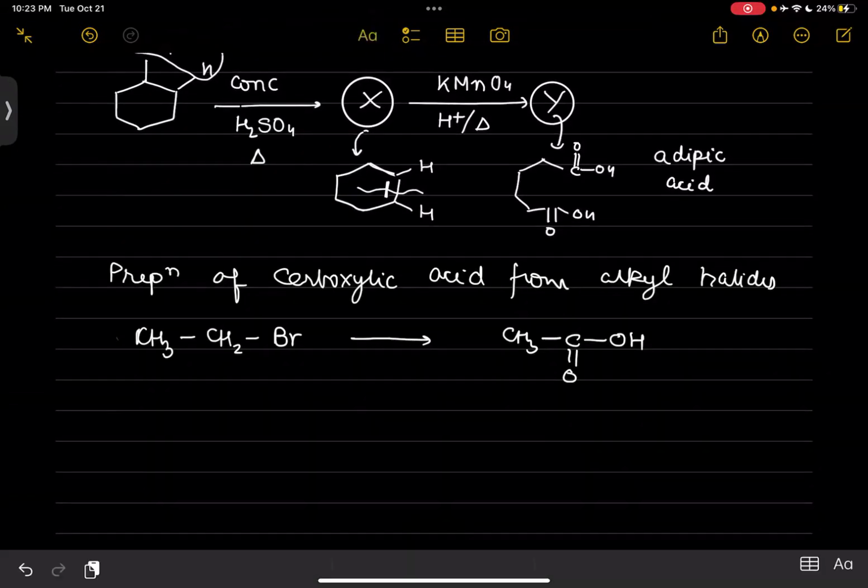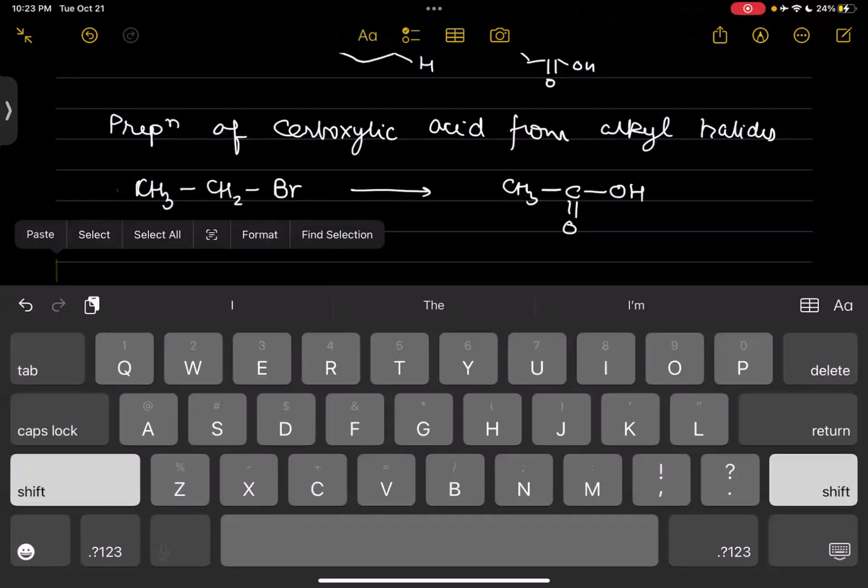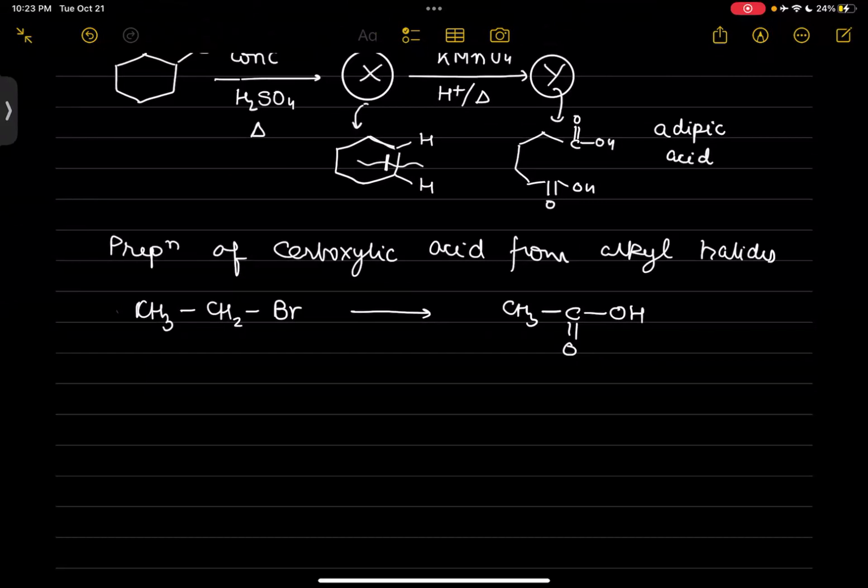So how will you convert? Aisha, can you tell me the sequence of reagents which are needed to convert ethyl bromide to ethanoic acid? We use cyanide, KCN. Yeah, but cyanide will add. That is also a method, a very important method, but cyanide will add one extra carbon atom. Got it? But keep a track on the number of carbon atoms. Are we having the same number of carbon atoms?